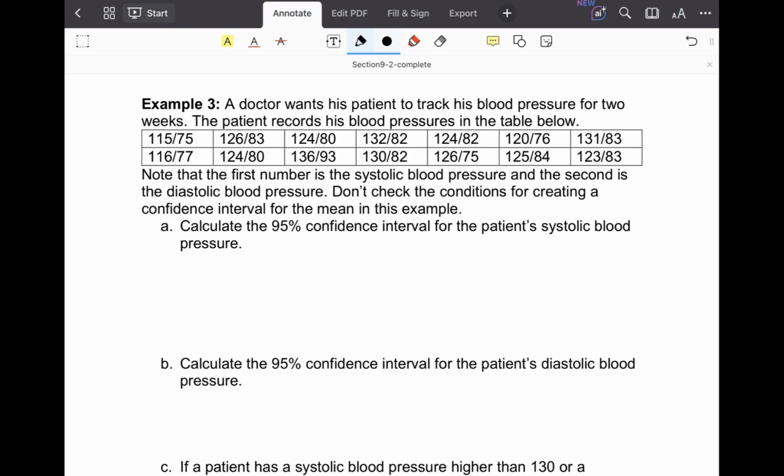Okay, so they're saying don't check the conditions, probably because they don't meet the conditions, which sometimes they don't, but they still want us to create a confidence interval. So we're gonna go along and just still do the confidence interval. It says calculate the 95% confidence interval for the patient's systolic blood pressure.